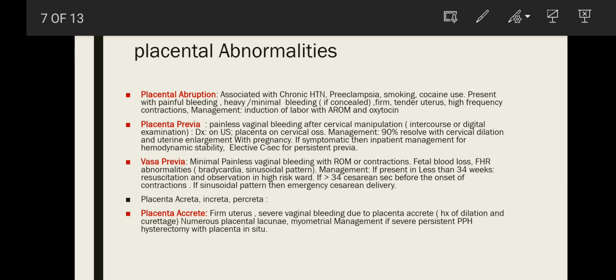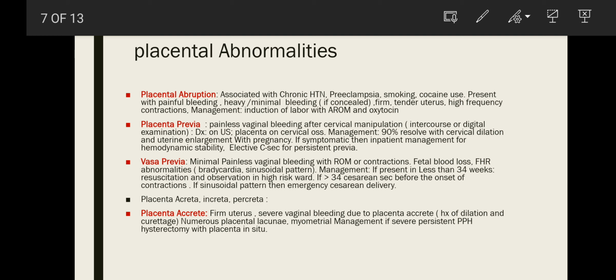About the management, it depends upon the time of diagnosis. If it's present before 30 weeks of gestation, observation is done in a high risk ward. If present after 34 weeks of gestation, then cesarean section is done before the onset of contraction, just like in placenta previa.